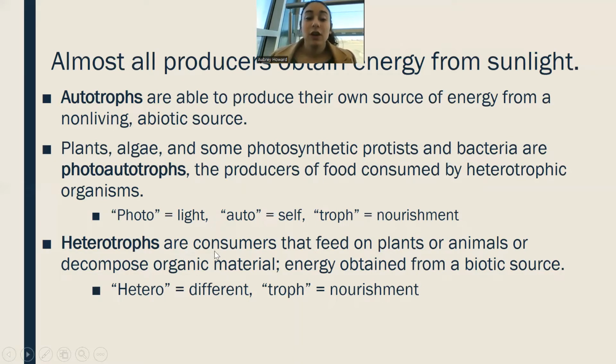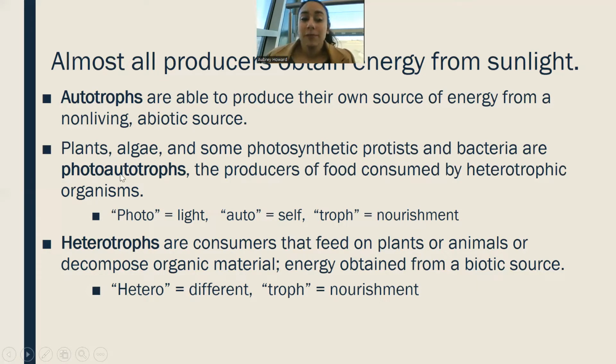Heterotrophs are consumers that feed on plants or animals or decompose organic material to gain energy from some sort of biotic source. So it kind of already told you here, but they consume that energy from another source, some sort of biotic source. Heterotrophs, a synonym would be consumer.